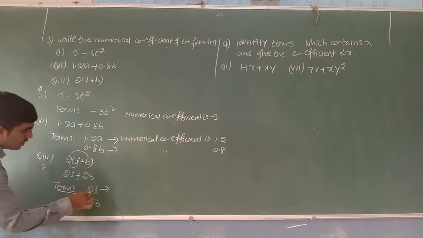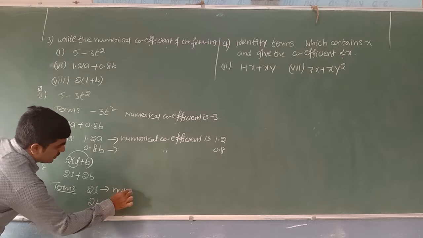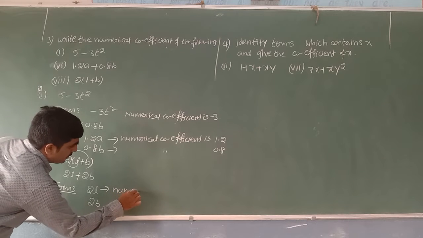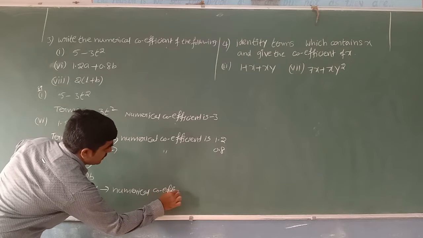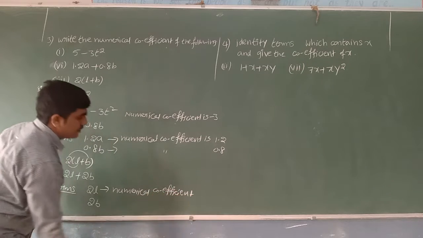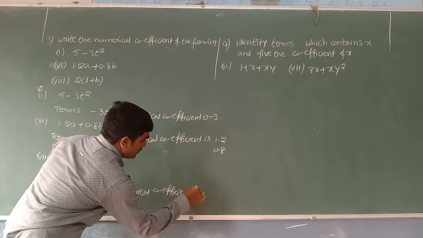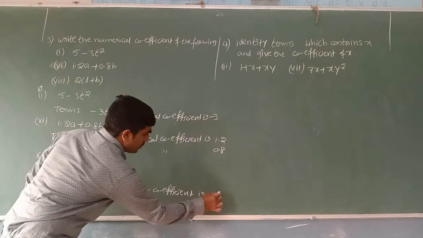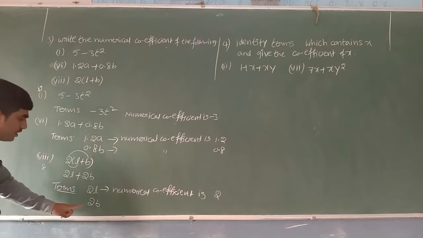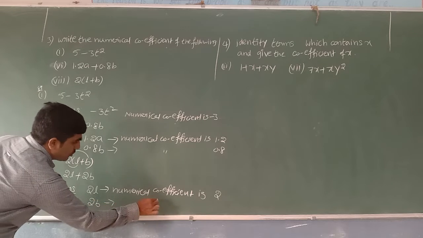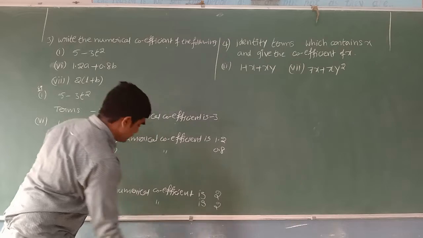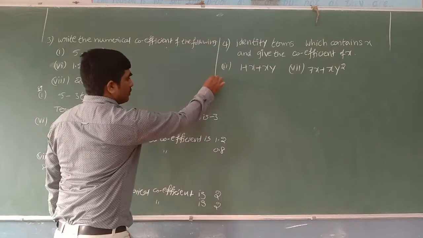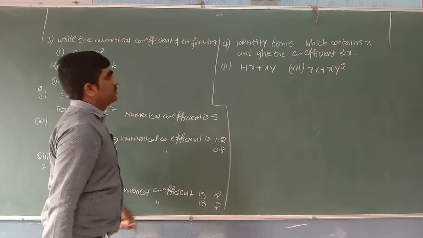And now in this, what is the numerical coefficient of 2l? Now we can write here the numerical coefficient. Numerical coefficient is what, beta? 2. The numerical coefficient is 2. Similarly, in this 2b, what is the numerical coefficient of 2b? Sir, numerical coefficient of 2b is also 2. Which is 2.